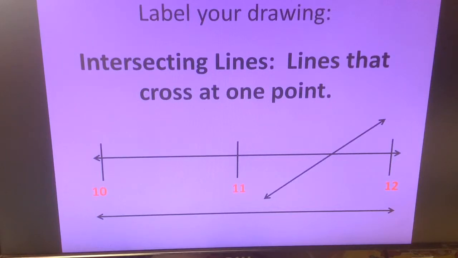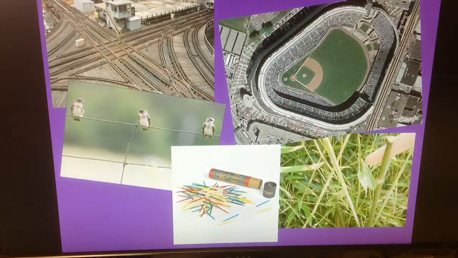Intersecting lines are lines that cross at one point. I see intersecting lines on this page. Here's some pictures of intersecting lines. Lots of funny ones here. You wouldn't think that a little fence like those birds are sitting on could be intersecting, but they are. There's some intersecting lines there. And on the train tracks and the toy pickup sticks. Even on the grass. Definitely some beautiful intersecting lines on the baseball diamond.